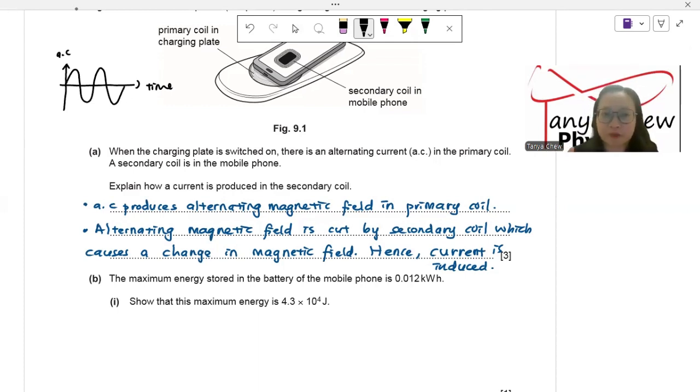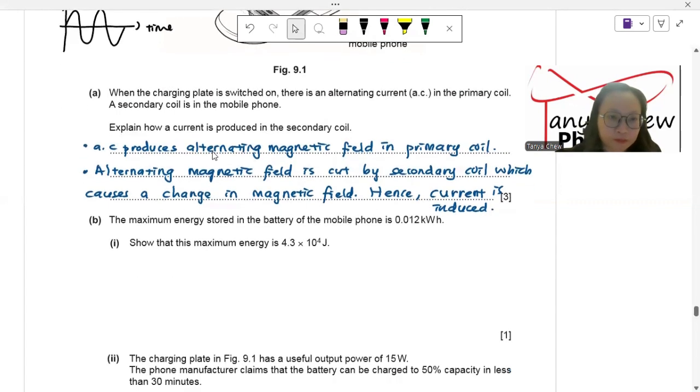Since magnetic field depends on the current, when the current changes direction, when the current is decreasing or increasing, so does the magnetic field. So the alternating magnetic field is being cut by the secondary coil, which causes a change in the magnetic field. According to Faraday's law, a change in the magnetic field will induce a current. That is how the current is being induced in the secondary coil.